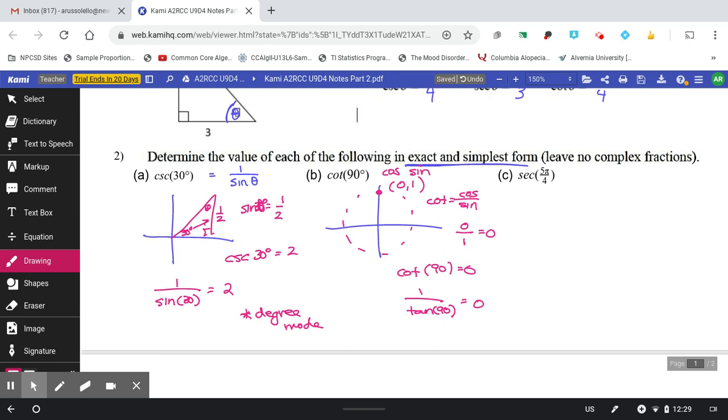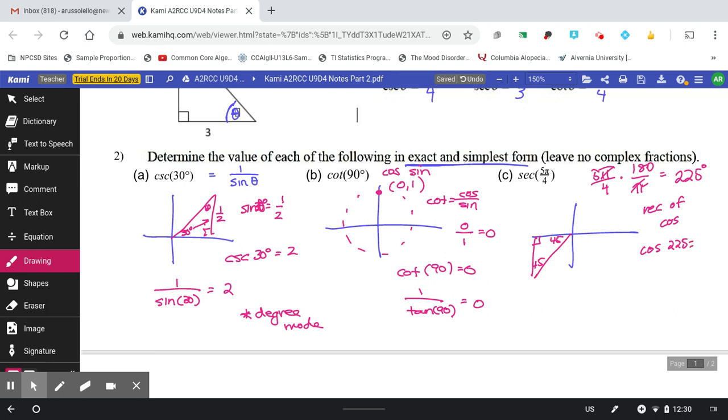So here we have 5 pi over 4, so this is in radians. So let's first convert this to degrees. And that's going to be 225 degrees. So if I go ahead and draw that out, 225 is in this quadrant, and that's going to be a 45, 45, 90. Well, the secant is the reciprocal of cosine. So let's figure out what cosine of 225 is, and then we can just flip it upside down.